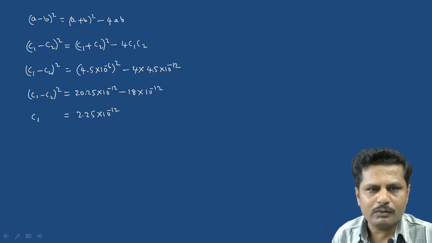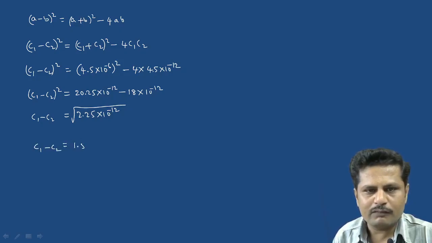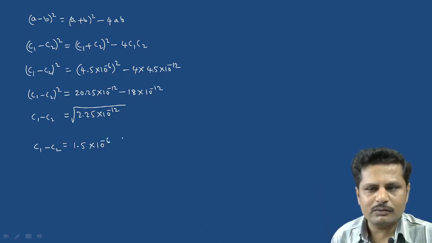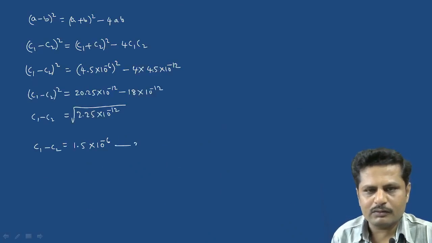Now C1 minus C2 equals the square root of 2.25 into 10 raised to minus 12. This can be written as C1 minus C2 equals 1.5 times 10 raised to minus 6 farad. Let me write this as equation number 2.